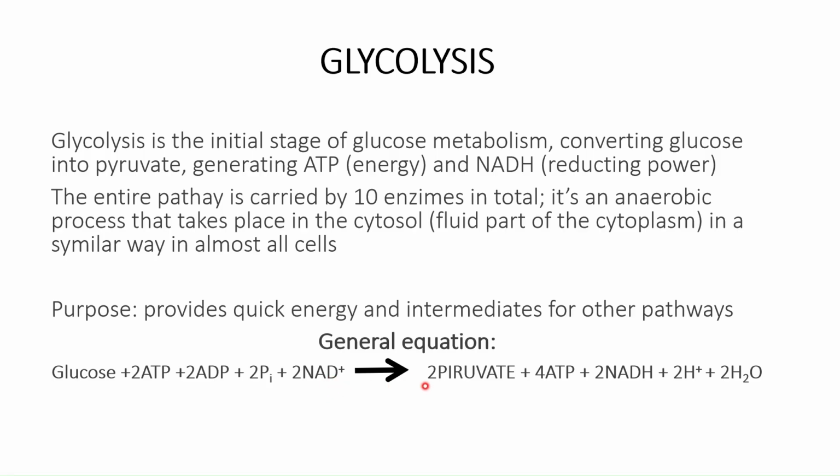And what are we going to get? So which are the products? 2 pyruvate, 4 ATP, 2 reduced NAD, 2 protons, and 2 molecules of water. There is something going on here that as you can see, we have 4 ATP and 2 ATP in here. So mathematically, these 2 can be cancelled out by 2 in here, which is why the net yield, so the net gain, we're going to get 2 ATP. At the ending of the process, we're going to get a net yield of 2 ATP. This is going to become apparent later in the process.